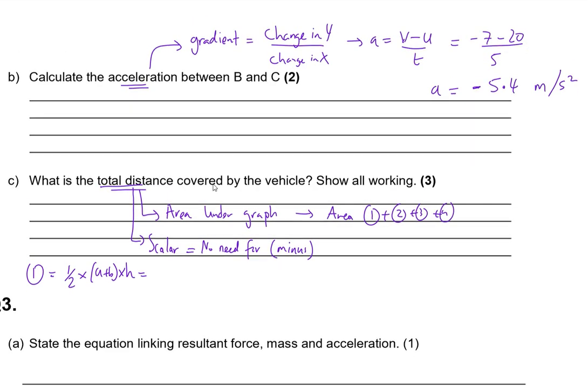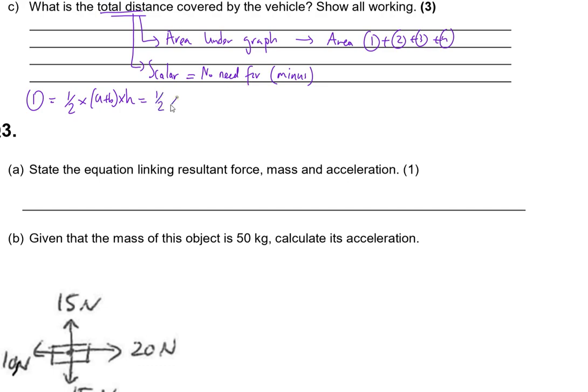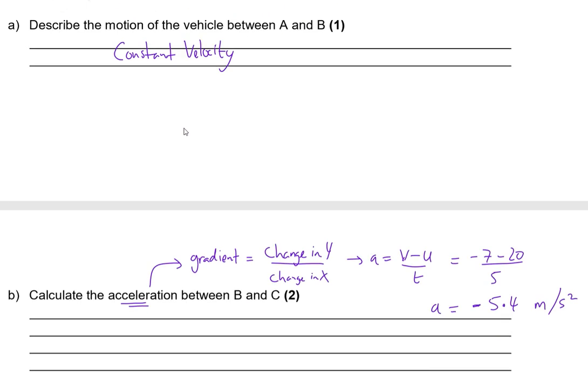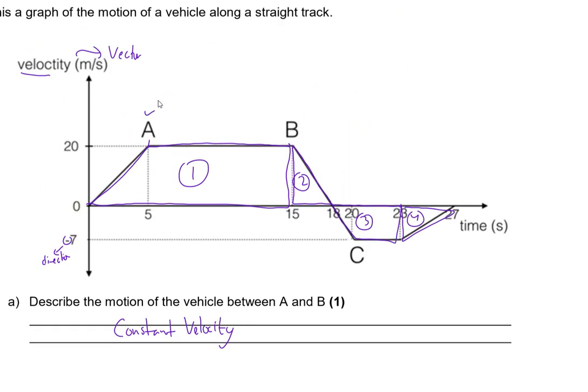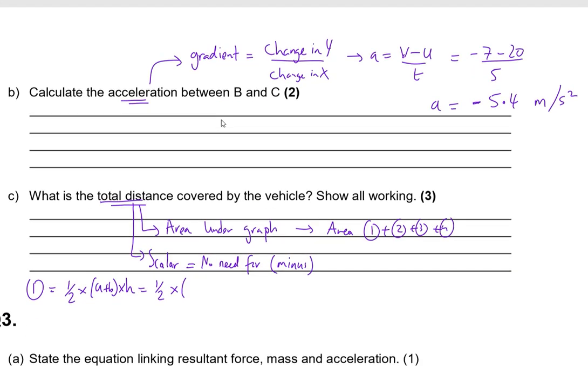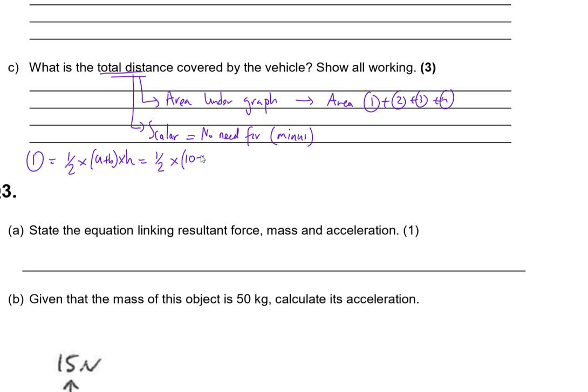Now let's take a look. Half says half. Bracket, what's A and B? A and B is the parallel line. If you're going to do it like this, you can easily break it down into the small triangles and rectangle. So A and B, from here to here, this is 10, and here to here, this is 15. So it's going to be 10 plus 15, and then the height is 20. This will give us 250 meters.